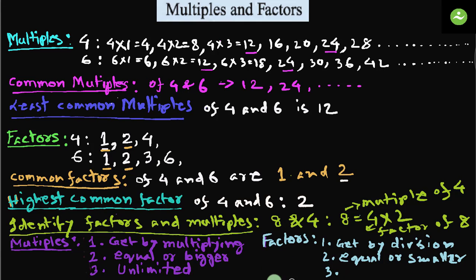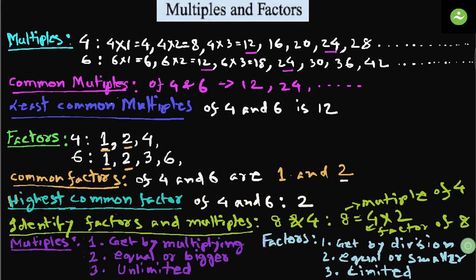Number 3. The multiples are unlimited. You cannot count, but factors are countable. You can count. It's not unlimited. So it is either limited or countable, whatever you write. Let's write limited.